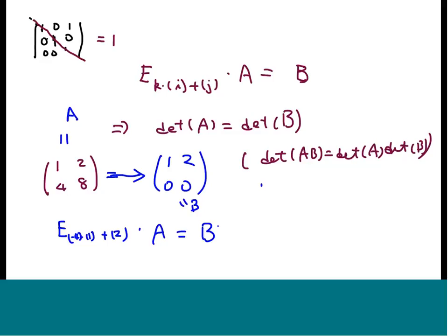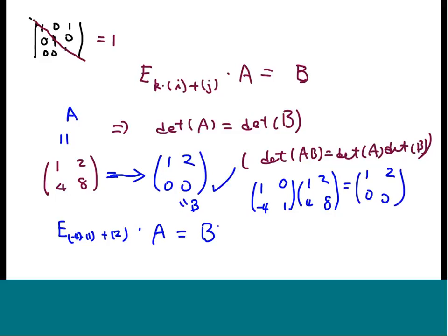So the original is 1, 2, 4, 8. First row times minus 4, then add to the second row: 4 minus 4 is 0, and 8 minus 8 is 0. You got that one times that one, you got 1. That one times that one, you got 0. See? Right? So this is true, okay?